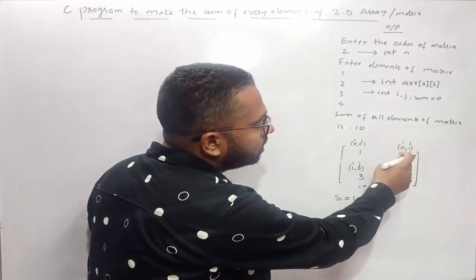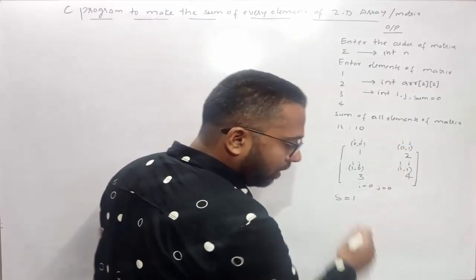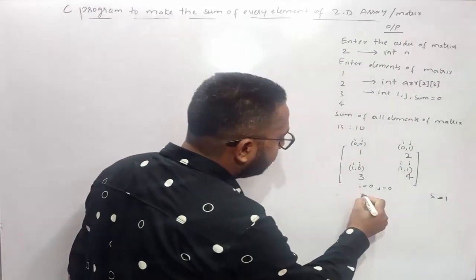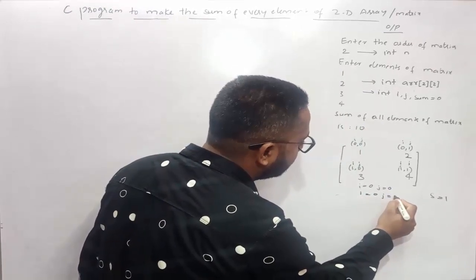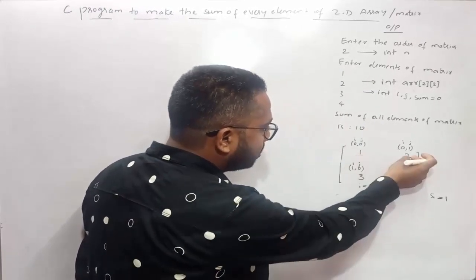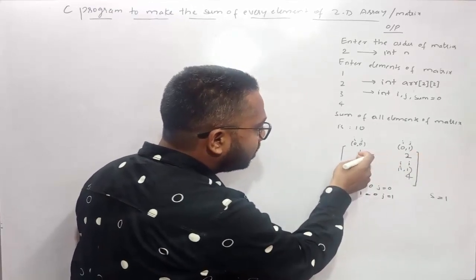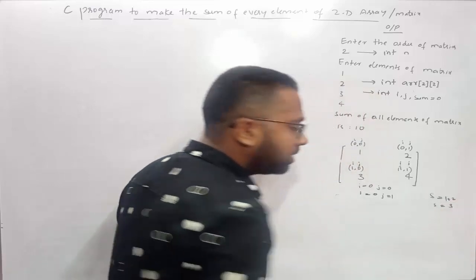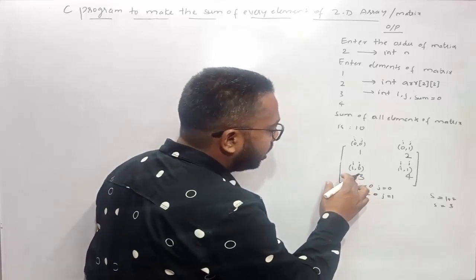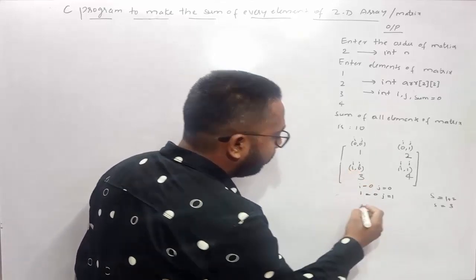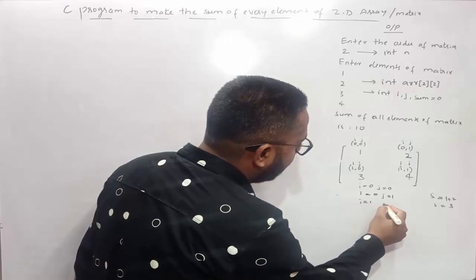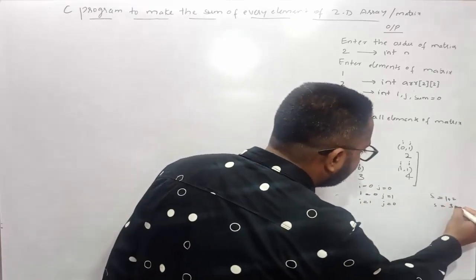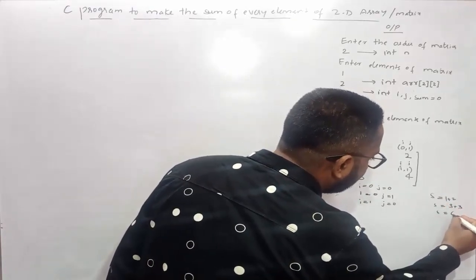Then I will move ahead to visit the second location, with i equal to 0 and j equal to 1. I will take this value 2 and add it to the 1, and then I will get sum as 3. Then I will move ahead to the location where the index is 1 comma 0, so i will become 1 and j will become 0. I will visit this location and access this element, and this element gets added with 3. Now sum will become 6.